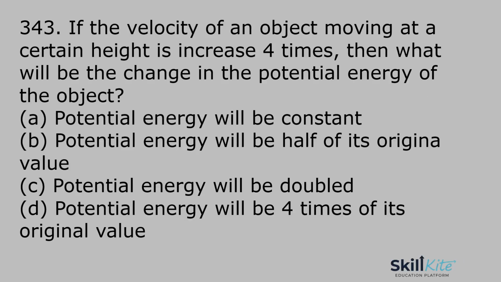If the velocity of an object moving at a certain height is increased 4 times, then what will be the change in the potential energy of an object? Okay, so the energy that exists in each object due to its position or shape is called potential energy. We know that. According to the question, increasing the velocity of an object moving at a certain height 4 times will change its kinetic energy and not the potential energy. Okay, so therefore potential energy of the object will remain constant. Okay, option A.